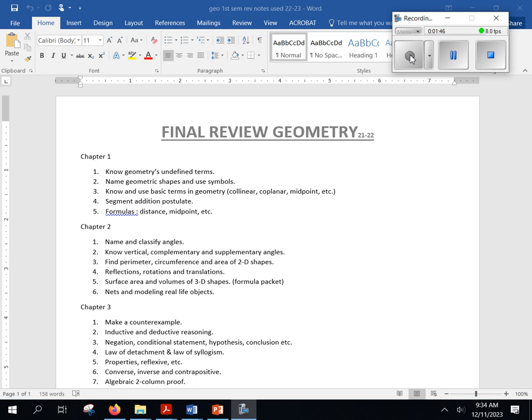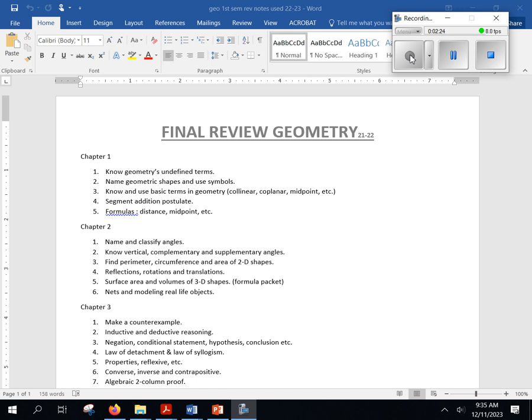Chapter 2, name and classify angles. Make sure, again, how many letters to name an angle? 3 letters. Make sure you're using 3 letters to name your angles, unless they give you something like angle 1, like we were just doing. Know all the stuff about each one of these. What do you know about vertical angles? Vertical angles are congruent. What do you know about complementary angles? They add up to 90 degrees. How about supplementary angles? 180.